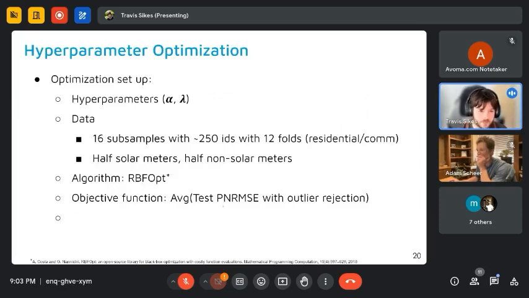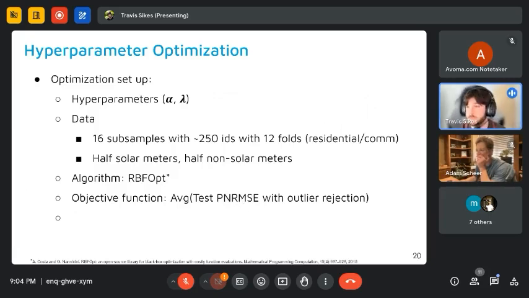Now the objective function. If anybody ever shows you an optimization and they don't talk about the objective function, you can ignore them. They didn't do anything. Our objective function is the average of each of these folds' test RMSE, with outlier rejection on the entire population of test PNRMSE that we have.